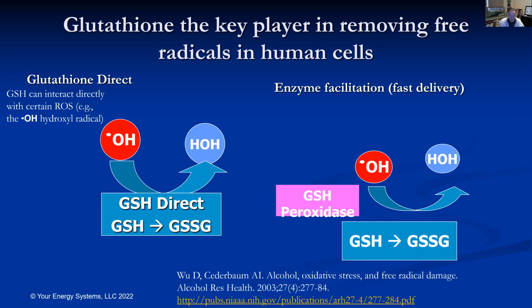Enzymes also work with glutathione, and there's a whole symphony of enzymes that work with it, such as the peroxidase enzyme, which brings glutathione in closer contact to the hydroxyl radical and increases the speed of the neutralization to harmless water. This happens in our cell over and over, thousands of times every day.